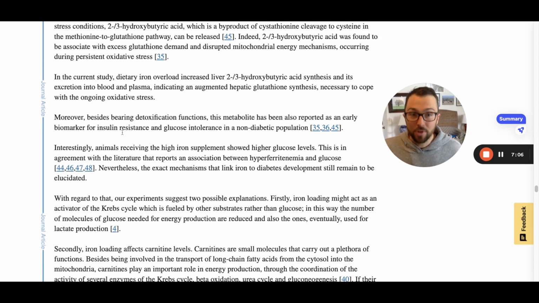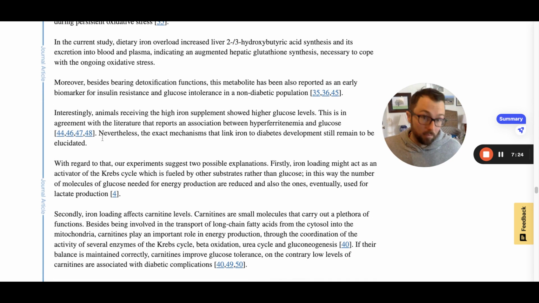It's also been used, that 2,3-hydroxybutyric acid, as an early biomarker for insulin resistance. So this is something that is going to be naturally high in people in a pre-diabetic state, type 2 diabetes, type 1 diabetes as well. Now, to piggyback off of that, they say animals receiving the high iron supplement showed higher glucose levels. Okay, that makes sense, right? Because glucose metabolism is being changed. All of the byproducts of glucose metabolism are going down, and all of the other forms of energy being used, like fatty acids, like AMP and ADP, those are all increasing.